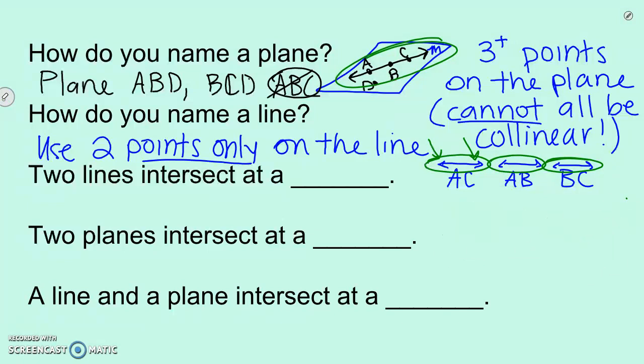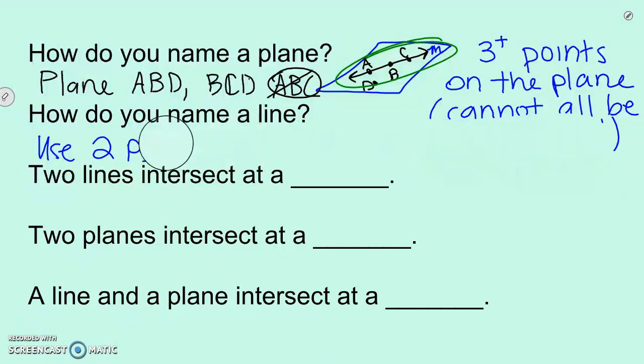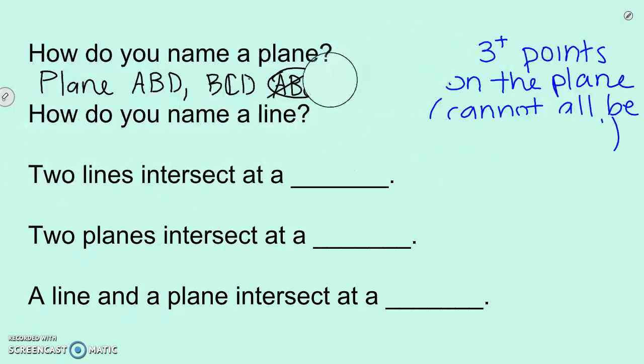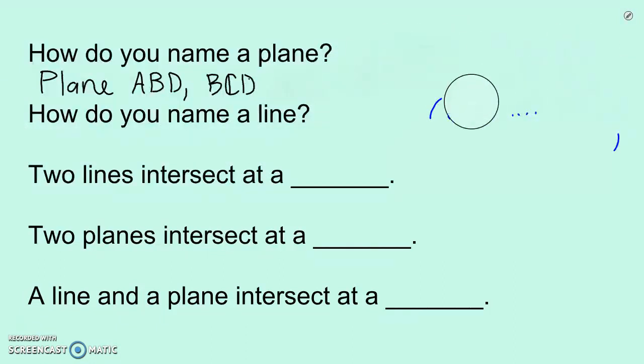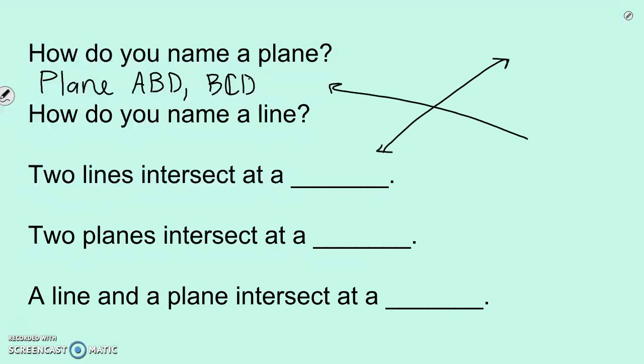All right, let's talk about intersections. So I'm going to get rid of this, give myself a little room. How do two lines intersect? Well, if I have a line and another line, two lines intersect at a point, always, a single point. So we could say if that's point X, we would say that they intersect at, you could just say X or point X.